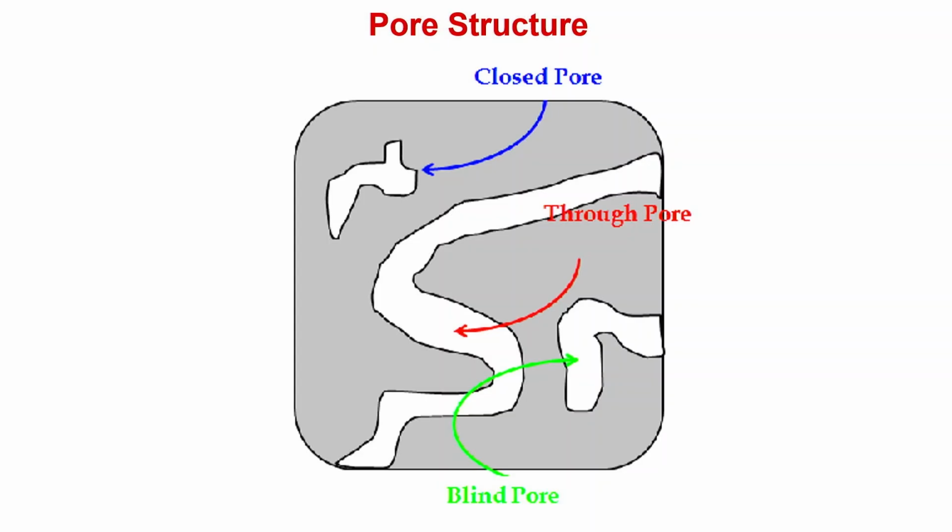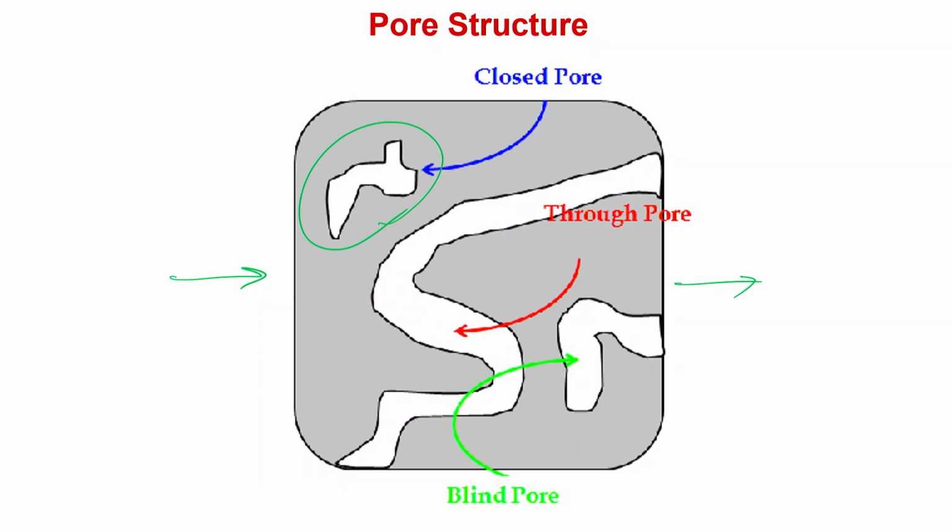Now, let us try to understand the structure of pores and how the pore sizes are measured. Pores are of different types. One is the closed pore, where the pores are generated within the structure. So, it has not started anywhere at the surface. This is one side, this is the other side.